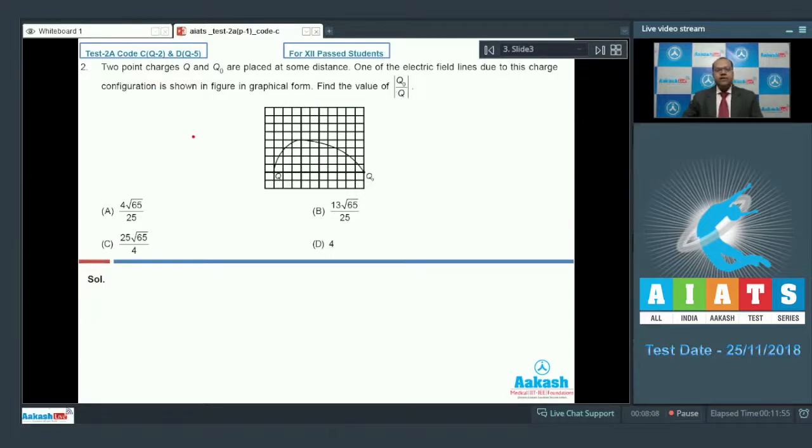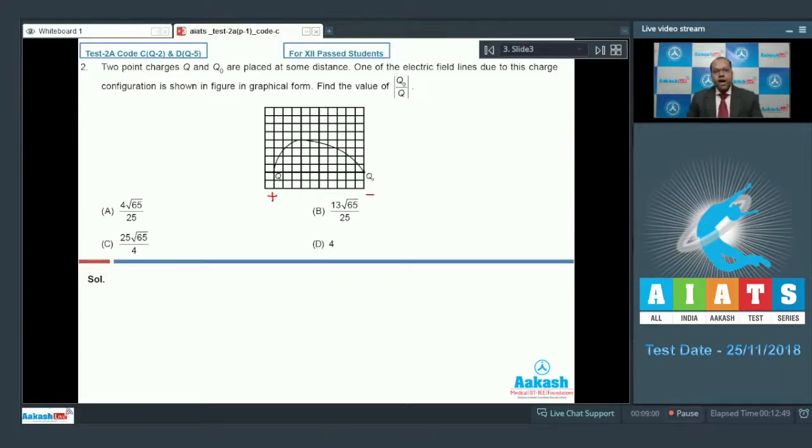In the given graphical form, we are observing that one of the electric field lines is originating from one charge and terminating at the other charge. So one charge is positive and the other charge is negative. I am considering this charge as positive and this charge as negative.